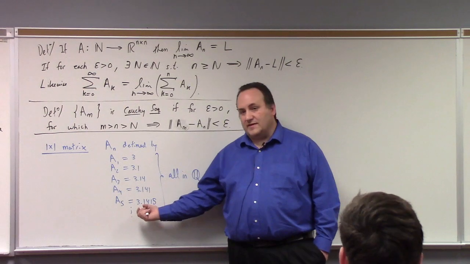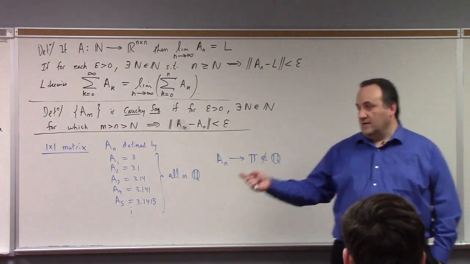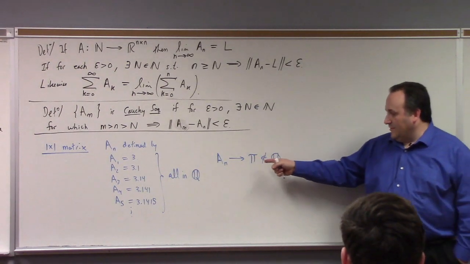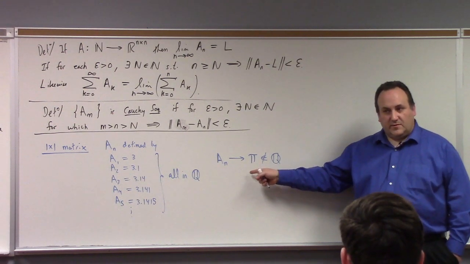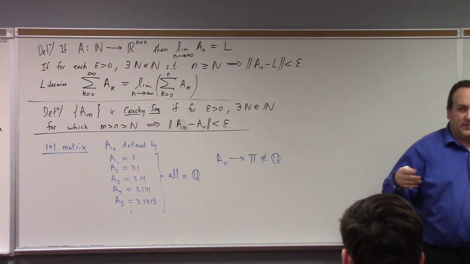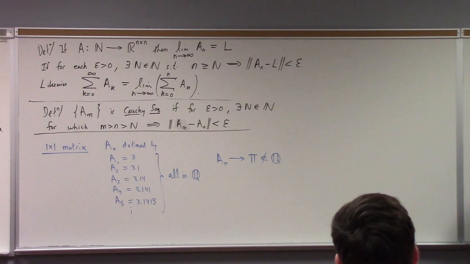If you go far enough out, you can make the difference between the terms as small as you like. That's a Cauchy sequence. So this is a Cauchy sequence of rational numbers. But what's its limit? Its limit is an irrational number, pi, right? So the rational numbers don't have what's called the Cauchy criterion. The Cauchy criterion says that a Cauchy sequence must converge, right?